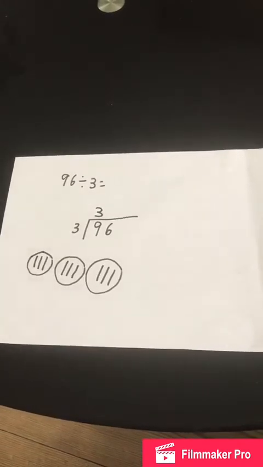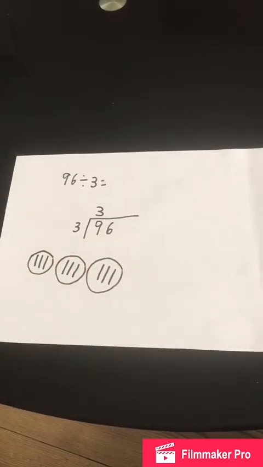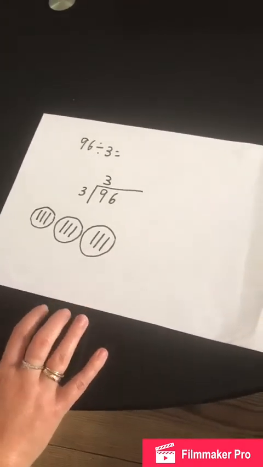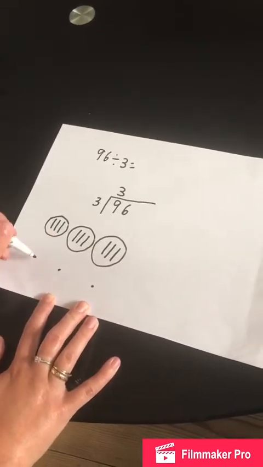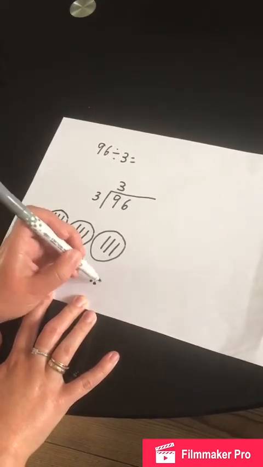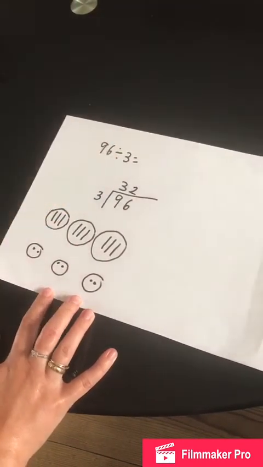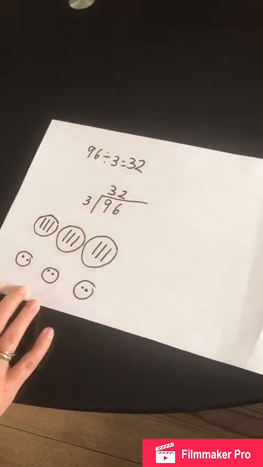So now I'm going to share my 6s into 3 groups. So how many 3s go into 6? I can do the same thing. I can split my 6 ones into 3 groups. So 1, 2, 3, 4, 5, 6. And you can see that I've got, again, 2 ones in each group. So I'm now going to put my 2 up here, and you can see that the answer to this question is 32.